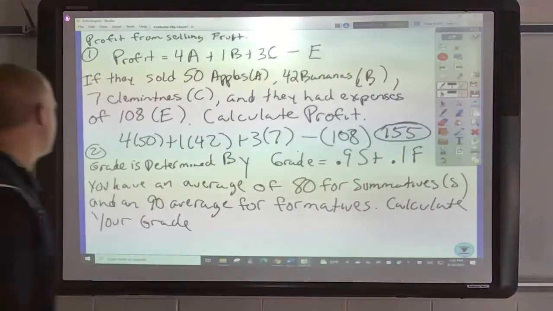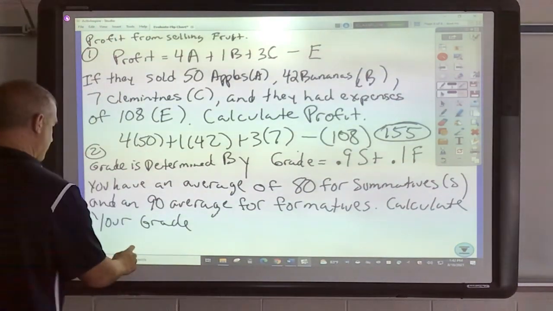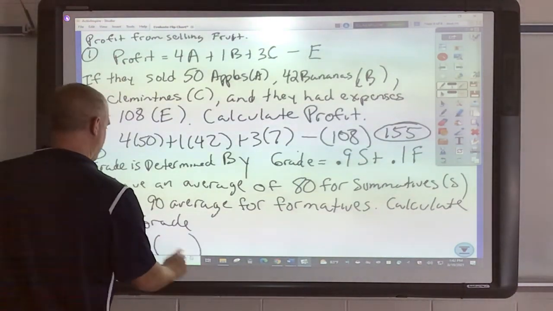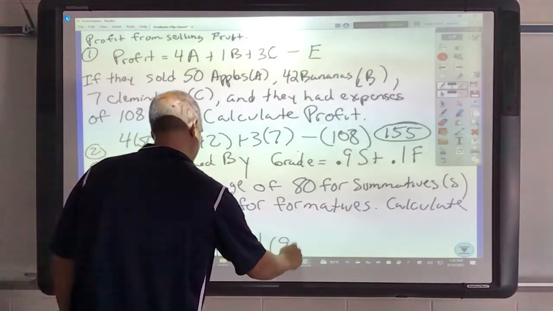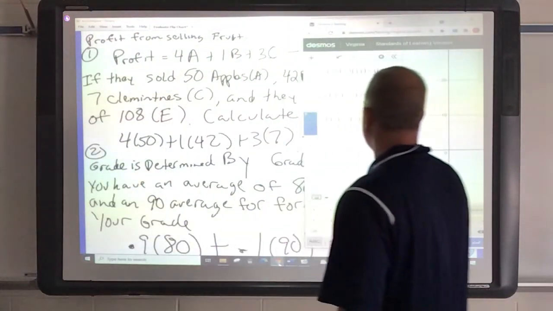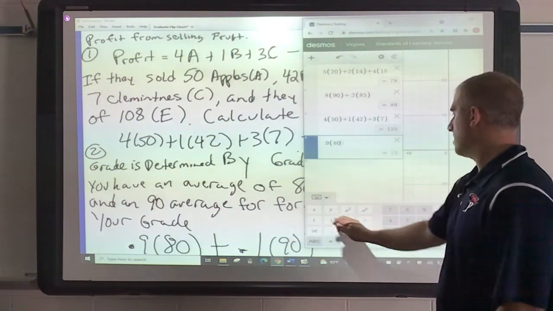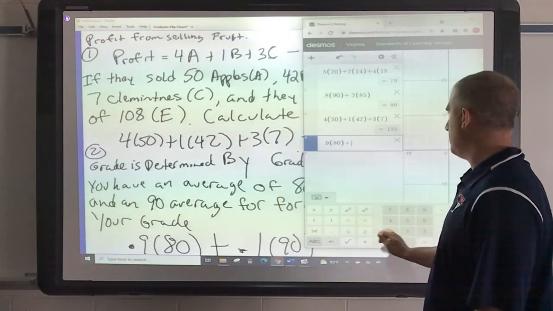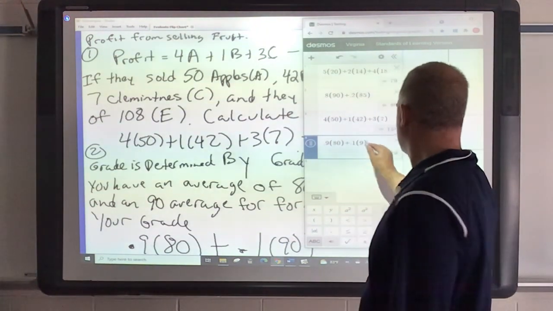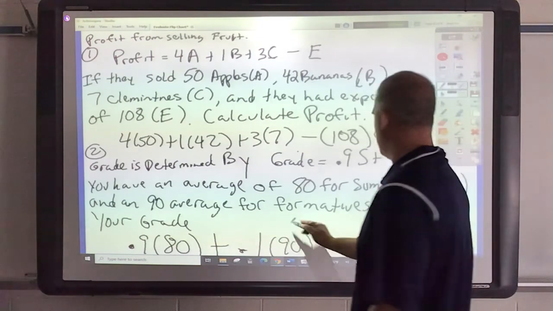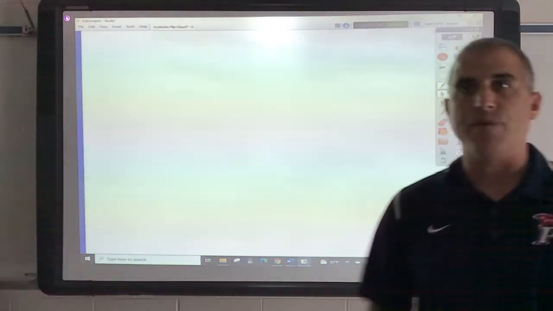Now the grade is determined by this formula. So what I would do is 0.9, my summative grades of 80, plus 0.1, formative grades are 90. Very simply, 0.9, parentheses 80, plus 0.1, parentheses 90. 81 would be my grade. And that is all we have for evaluation.